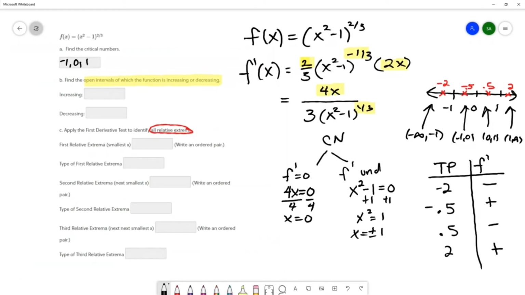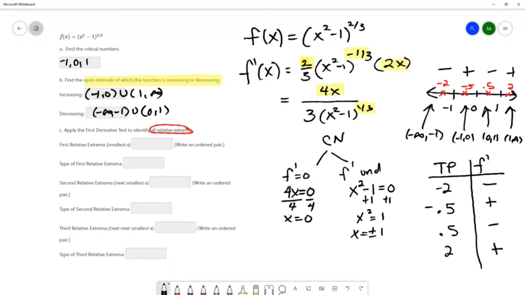And so for our intervals, negative, positive, negative, positive. So this is going to tell me that the positive intervals are increasing. So on the interval from -1 to 0, and also on the interval from 1 to infinity, our function is increasing. And then on the interval from -infinity to -1, union with 0 to 1, the function is decreasing.